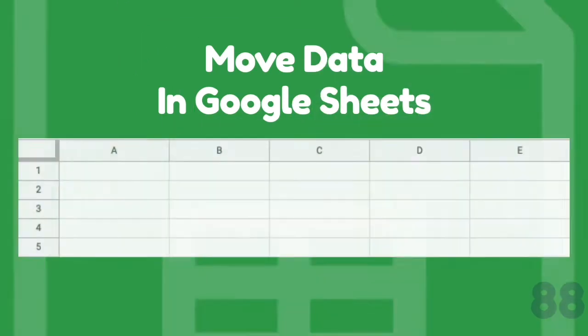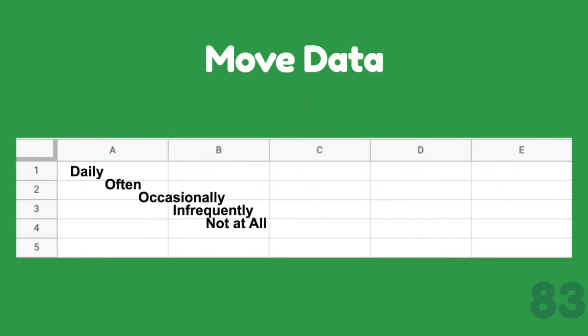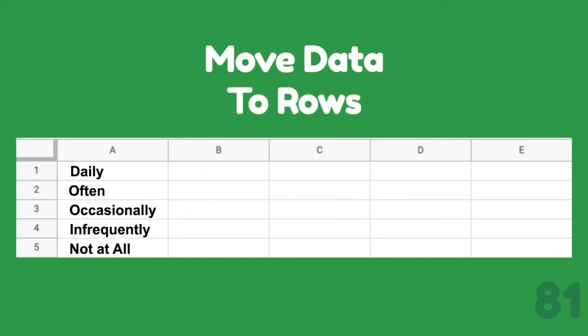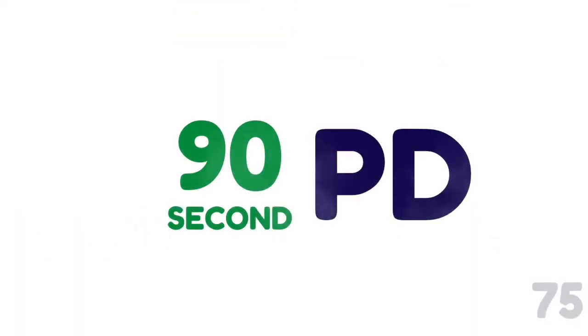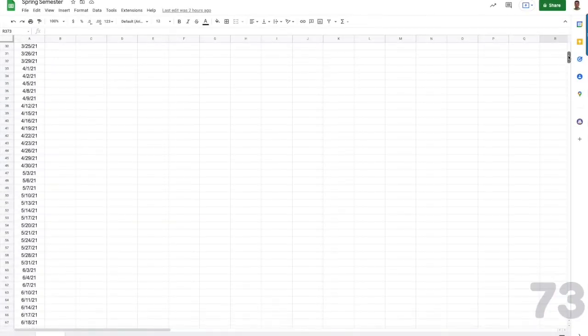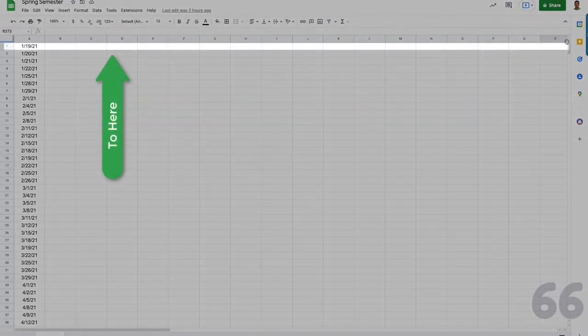In this video, I'll show you how to move data from rows to columns, or from columns to rows in Google Sheets. It's easy, and it only takes a few clicks. So let's say you have some data that's centered down a bunch of rows, but you need to run it across columns instead.